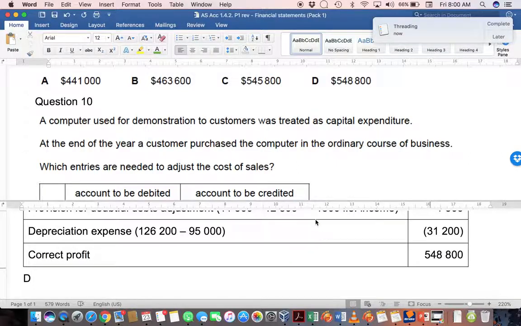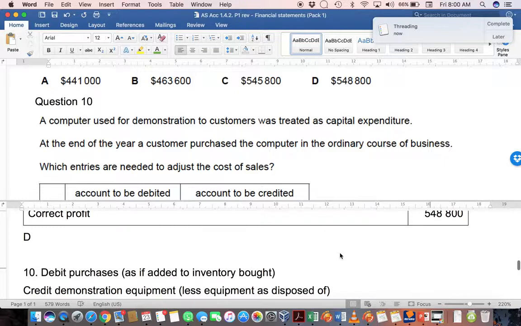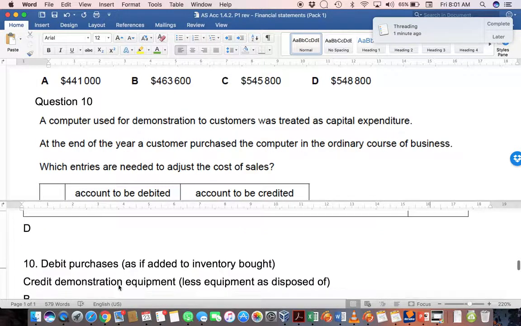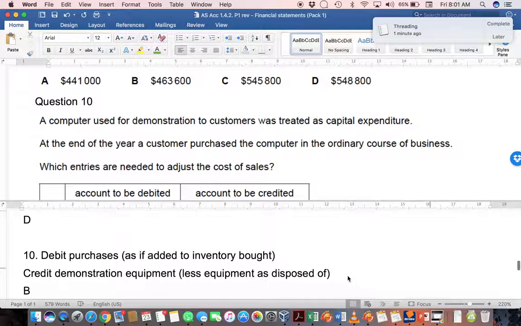We are looking for what account we will debit and what account we will credit. As I've mentioned, the first thing we want to do is adjust our cost of sales or debit our purchases as if we'd bought the inventory, because what we're doing is suddenly taking this equipment and instead transferring it or turning it into stock or inventory that is being sold. So it would be the same as if we had bought that inventory and then sold it to the customer, but instead we're taking it out of our equipment. So we need to debit the purchases account to show this. And then obviously we need to credit our demonstration equipment account because we've disposed of that equipment and we no longer have it.